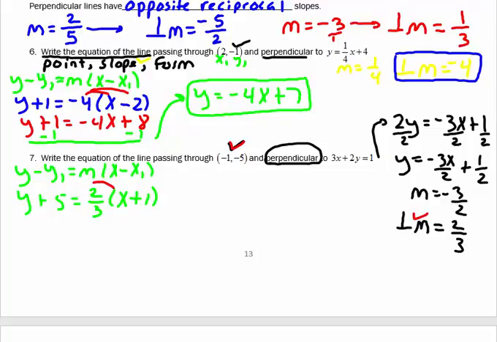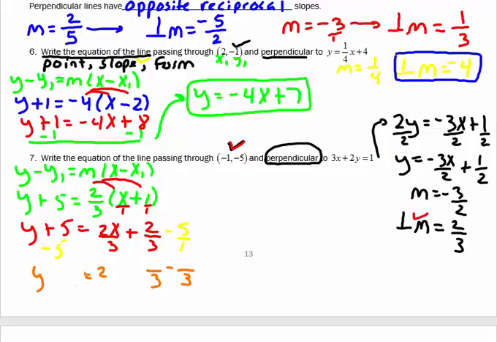Distributing my 2/3, again, when I multiply by fractions, I just multiply straight across. So y plus 5 equals 2x over 3 plus 2 over 3. To get y by itself, I'll subtract 5 on the left, so I need to subtract 5 on the right. I do have like terms, but I need to find a common denominator. Common denominator between a 3 and a 1 is a 3. So this needs to be a 3, and this needs to be a 3, with everything else staying the same.